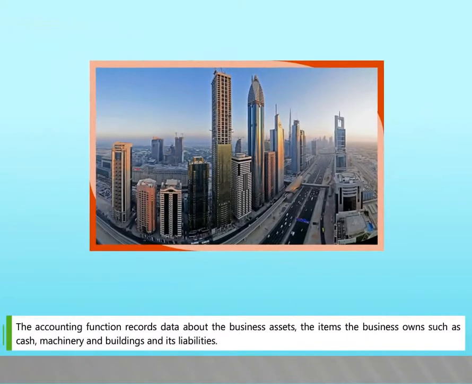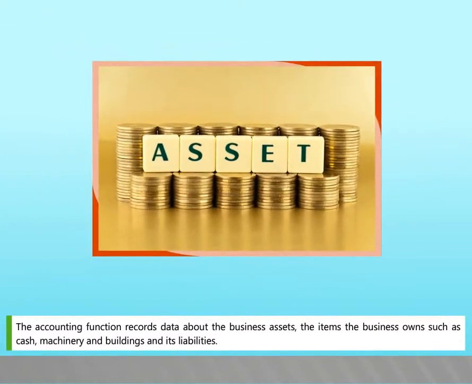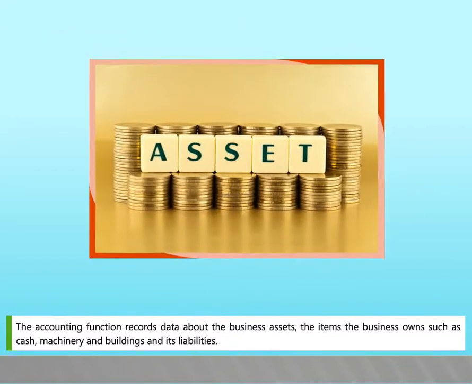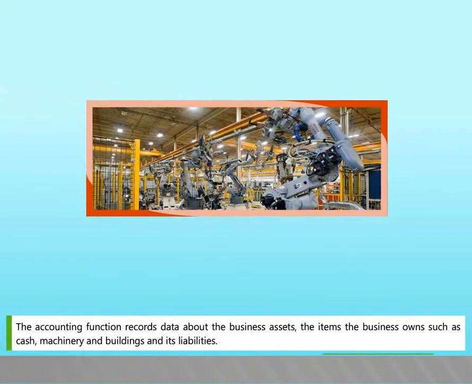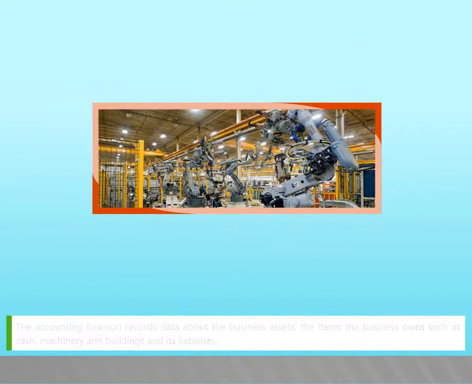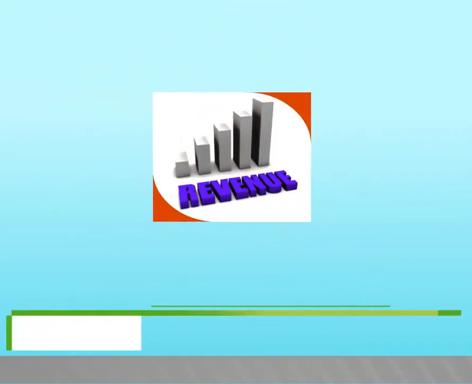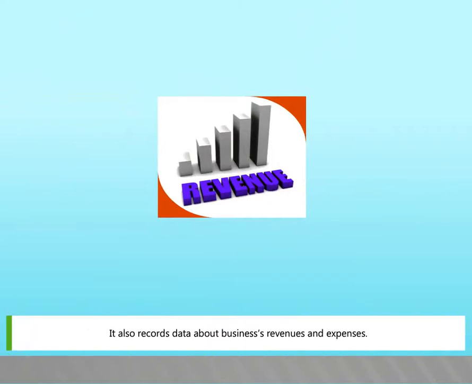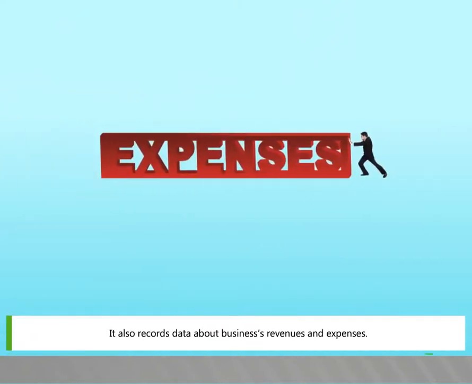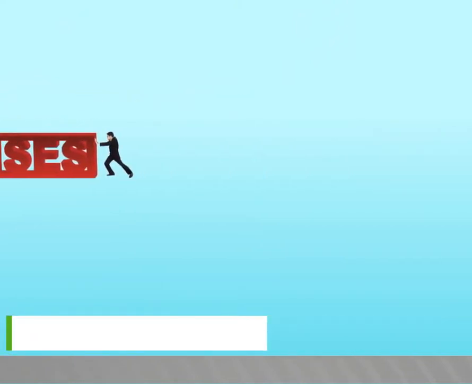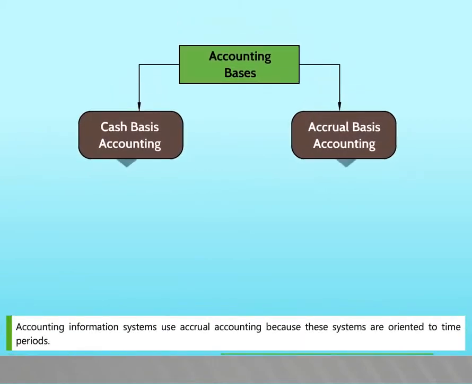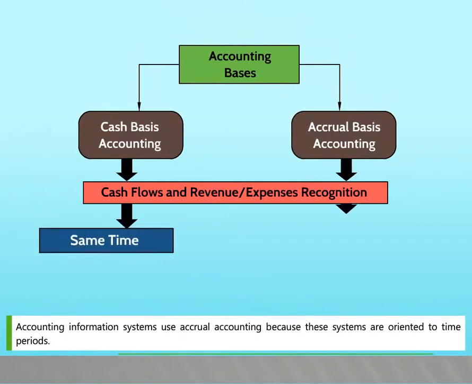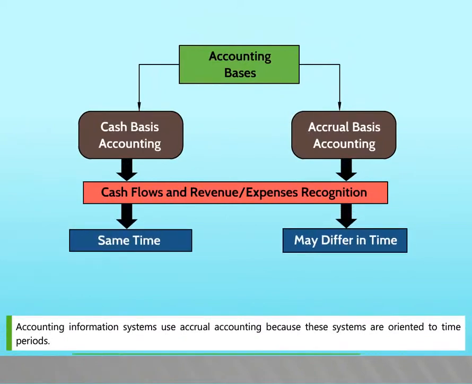The accounting function records data about the business assets, the items the business owns such as cash, machinery, and buildings, and its liabilities. It also records data about business revenues and expenses. Accounting information systems use accrual accounting because these systems are oriented to time periods.